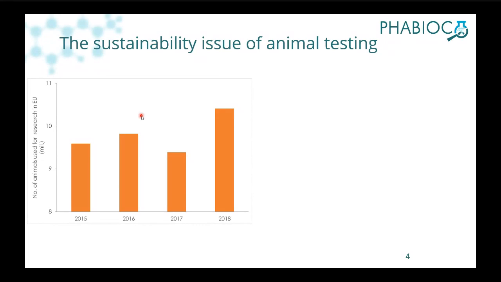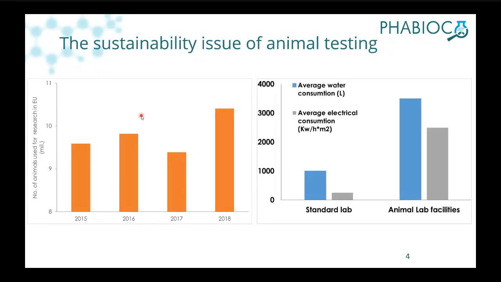And how sustainable are these animal tests? Well, animal testing is indeed much less sustainable than a standard lab. If we look, for example, at average water consumption, animal lab facilities consume circa 4 times more water than a standard lab. And when it comes to electrical consumption, this value goes 20 times higher. And why is that? Because animal facilities require a lot of energy, because animals need to be kept at a constant temperature and at a constant humidity level. And these, of course, require a lot of energy.